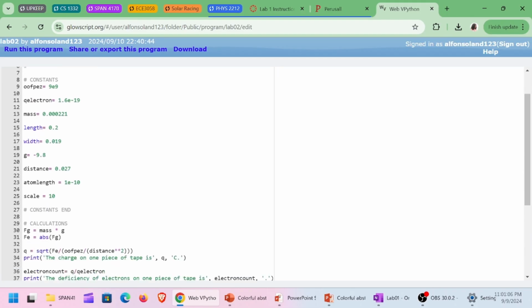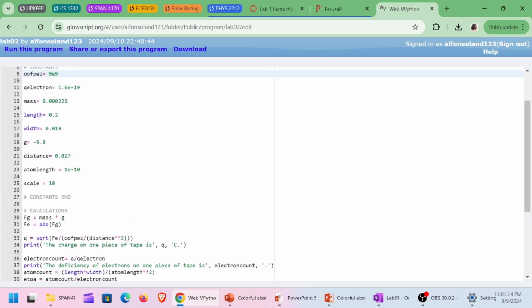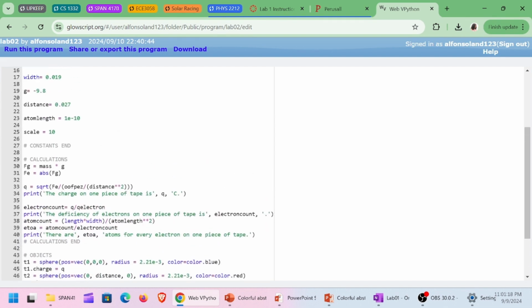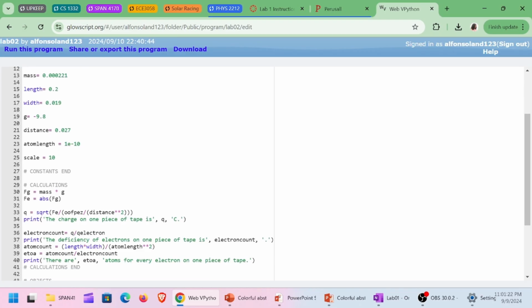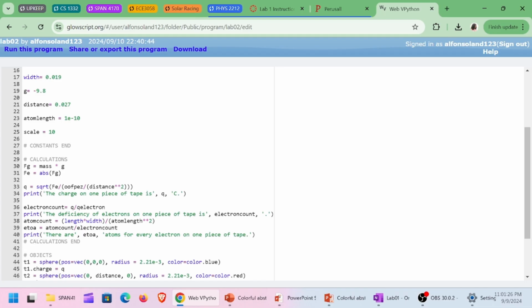So here are our constants. We know the charge of an electron. We know the value of K, 9 times 10 to the ninth. Then we measure the distance, we know gravity, and we measure the length and width of our tape. And then we know the atom length, and this is just me setting the scale for the experiment.